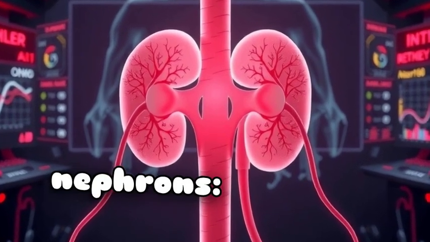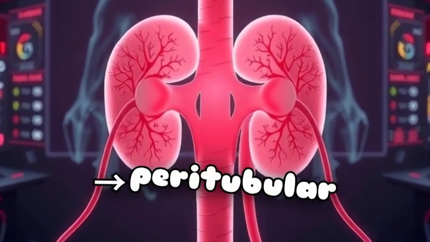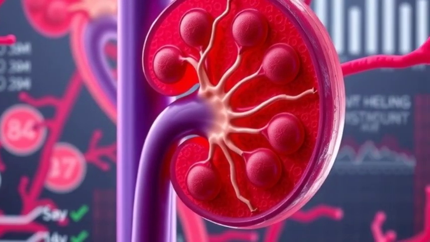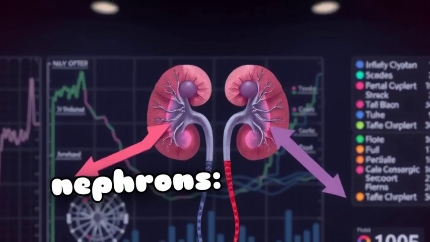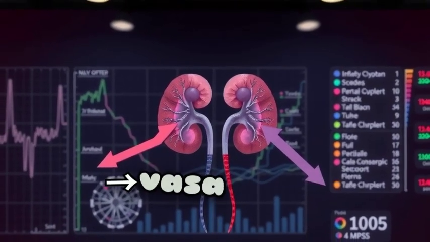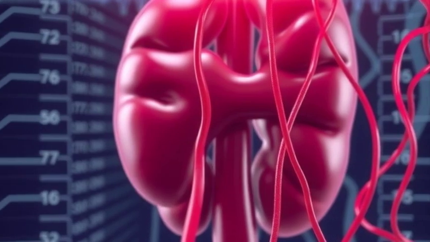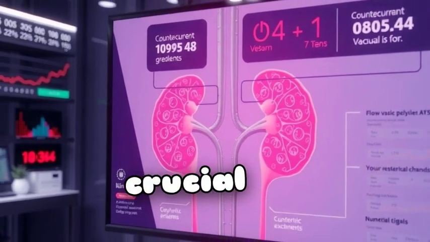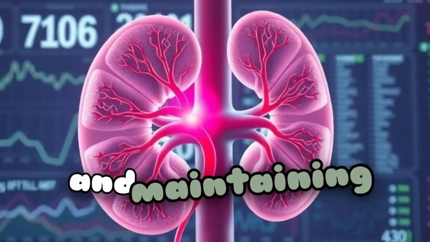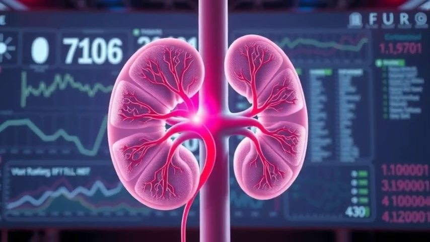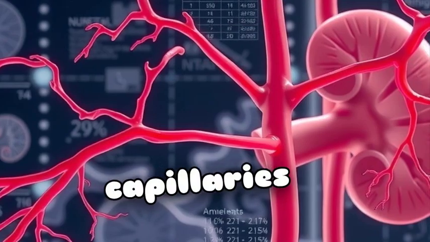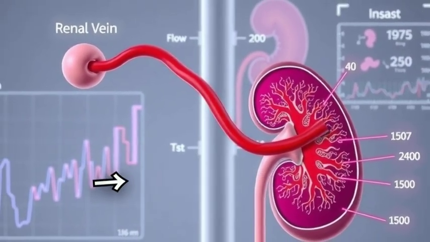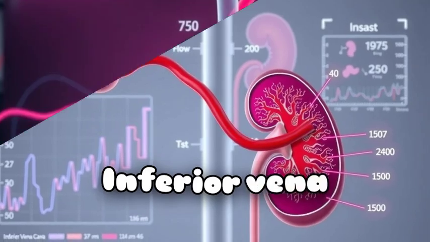Cortical nephrons: efferent arteriole, peritubular capillaries around tubules for exchange and reabsorption. Juxtamedullary nephrons: efferent arteriole, vasa recta, long parallel straight capillaries that descend into the medulla, crucial for countercurrent exchange and maintaining the osmotic gradient. Venous drainage: capillaries, interlobular veins, arcuate veins, interlobar veins, renal vein, inferior vena cava.